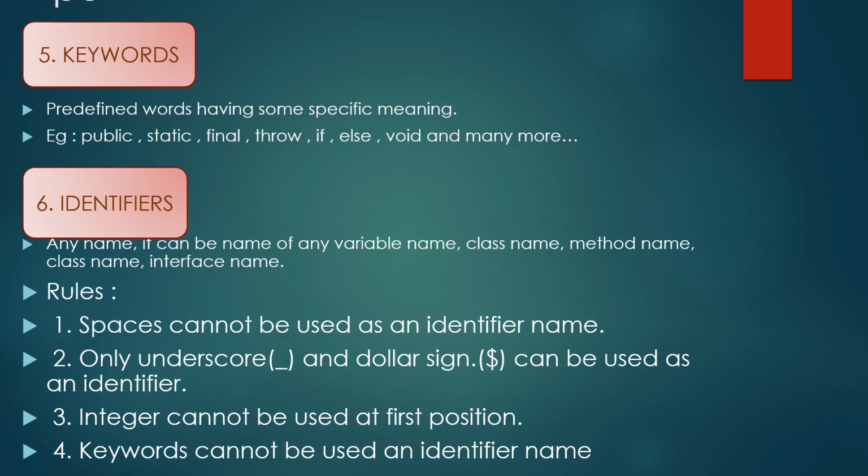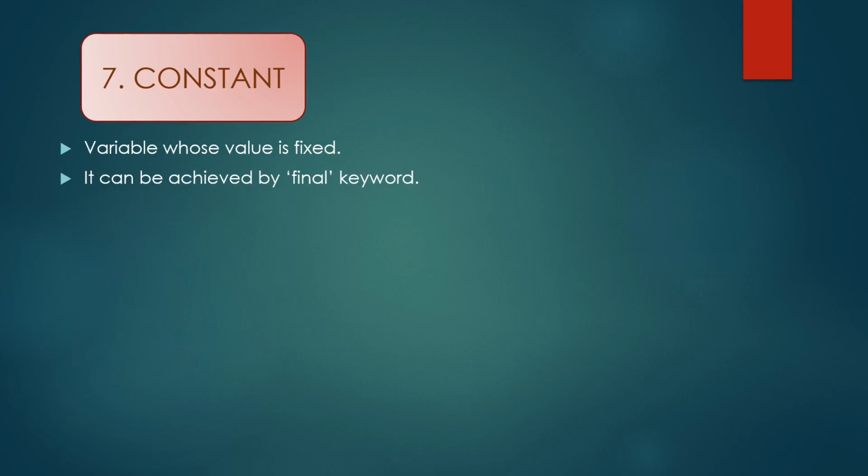Okay, so here we are with constant. A constant is nothing but a variable whose value is fixed, that is, we cannot change its value. It can be achieved by the final keyword in Java.